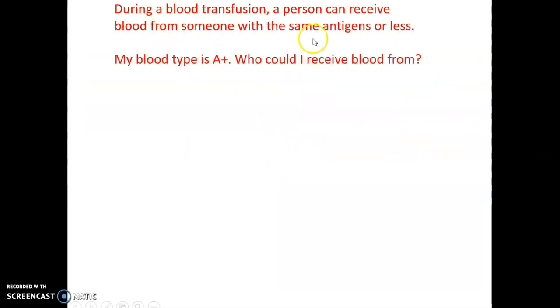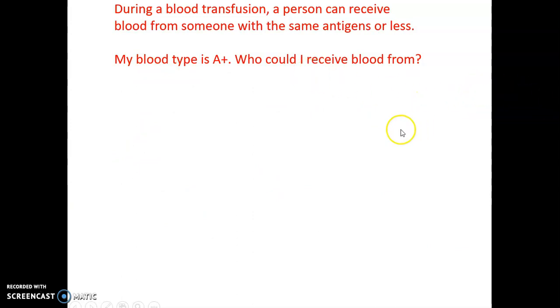During a blood transfusion, a person can receive blood from someone else. That someone's blood must have the same antigens as that person or less. So you can receive blood from someone who has the same blood type as you, or a blood type that has fewer antigens than you possess. So here's an example. My blood type, the professor's blood type, is A positive.